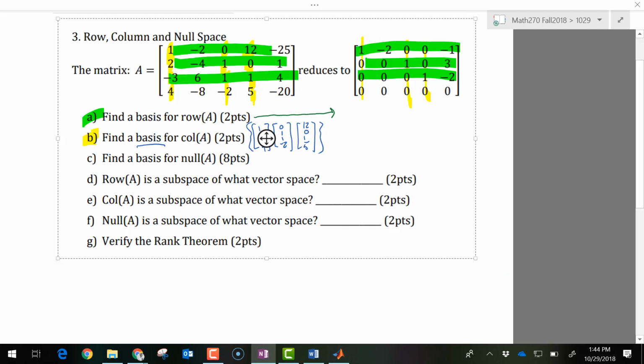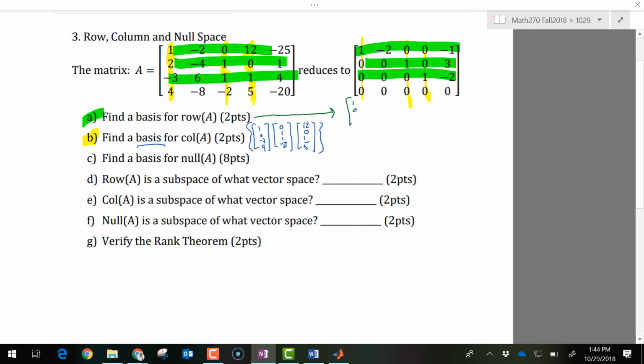So I can just say (1, -2, 0, 0, -1), (0, 0, 1, 0, 3), and (0, 0, 0, 1, -2). You can write them as rows if you want also. I'll be flexible with the row. You can write it either way.